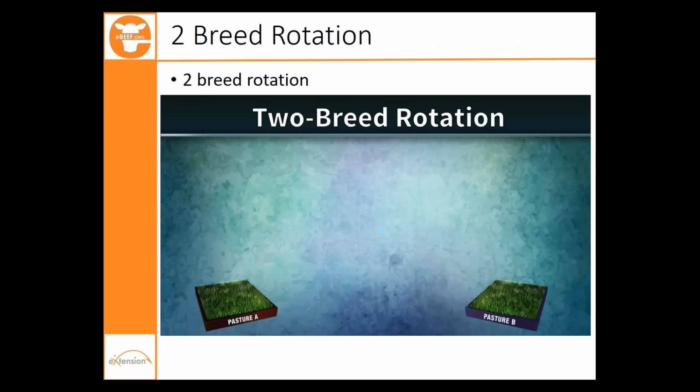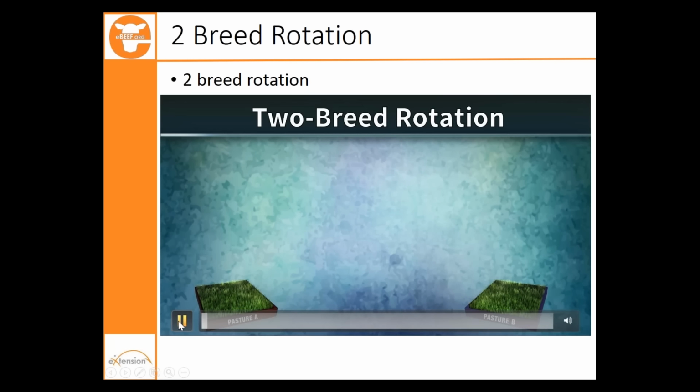So Megan, we've got a couple of illustrations here. The rotation ones are sometimes systems that are harder for producers to get their head around. I know it takes a little bit of thinking to figure out who goes where. And Megan's got a couple of illustrations to help us think through those. Sure, I'm going to go ahead and get this started.